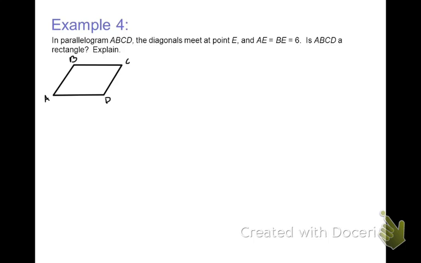It tells me that the diagonals meet at a point E. So that would look like that. Then I know that AE and BE are both 6. So AE, this is 6. And what else? BE? Yes. So that's this guy up here. I'm saying that both of those guys are 6. I'm asking you, is this a rectangle? And you need to be able to explain it, if it is or if it isn't.